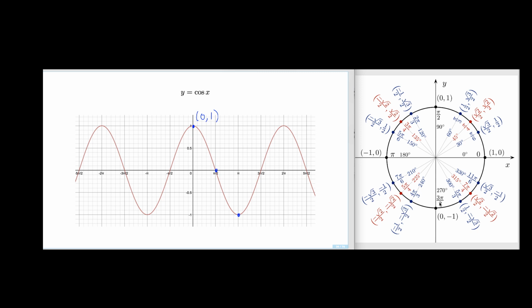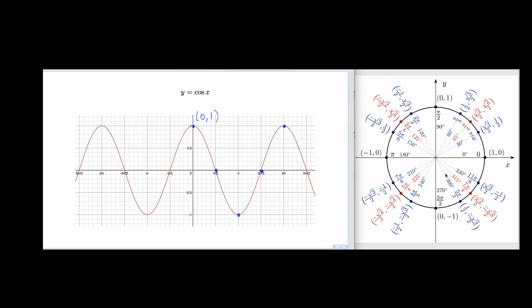And then at 3 pi over 2, the x-coordinate is 0, so we come back up to 0. And when we get all the way back around to 0, or 2 pi, we are back up at an x-coordinate of 1. And so this function is what we call periodic. It just keeps repeating this pattern. It repeats to the left as well.